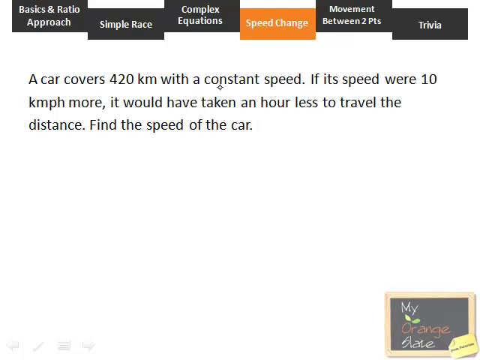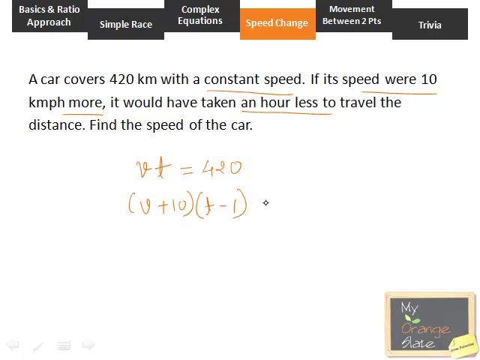A car covers 420 km with a constant speed. Say the speed is v, and the time taken is t. Thus we know vt is equal to 420. If the speed were 10 km per hour more, thus if the speed were v plus 10, it would have taken an hour less to travel the same distance. We can resolve these equations simultaneously by forming a quadratic equation.